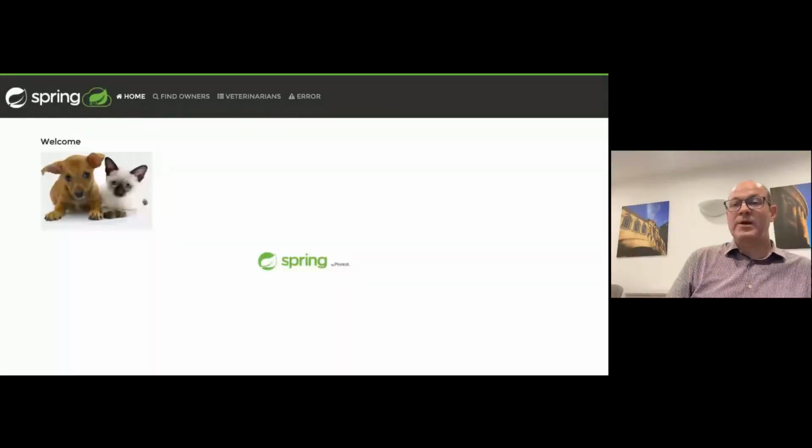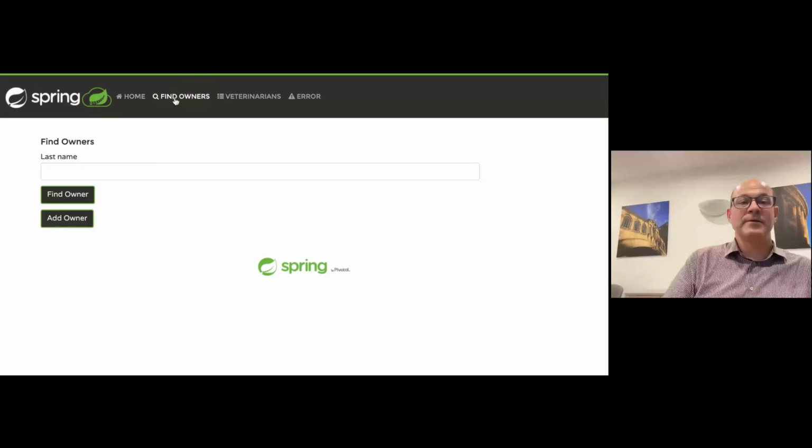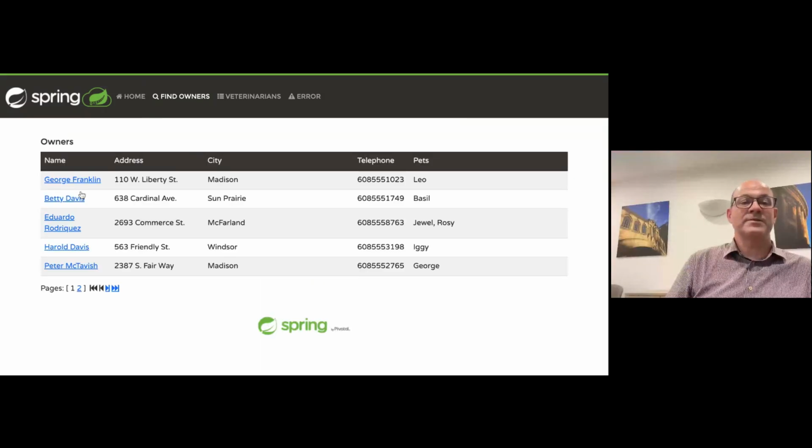This is Spring Pet Clinic. This is the example application I'm going to use. This is from Spring Java. It's an example application that implements a vet's office. You can see with a cute picture there. One of the things we can do in the vet's office is we can go looking for owners. So if I don't enter anything, I get the full list of owners. It's nicely paginated. That's all great.